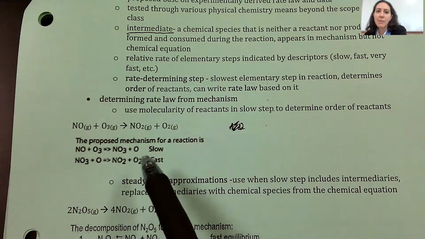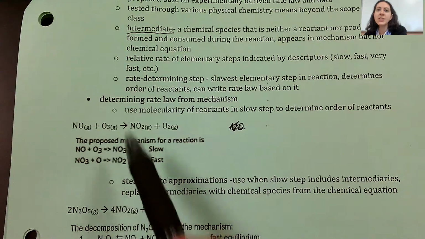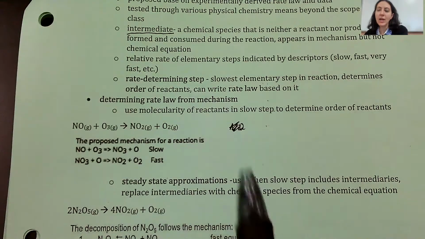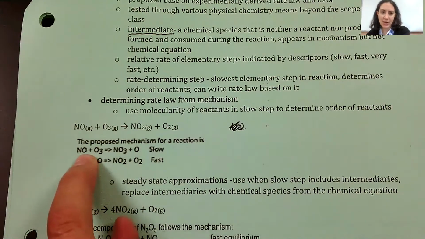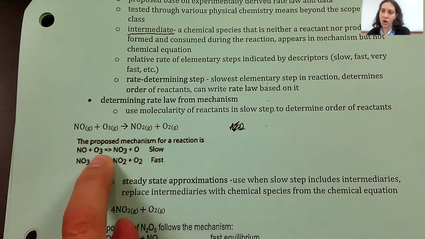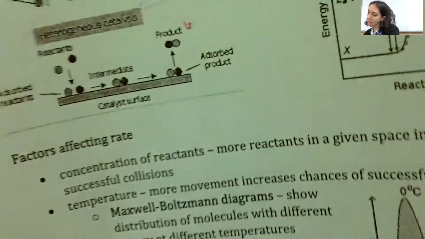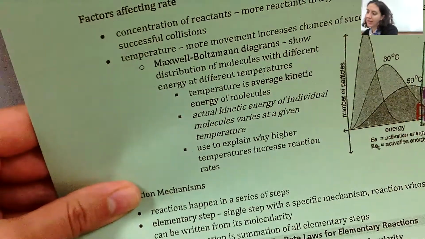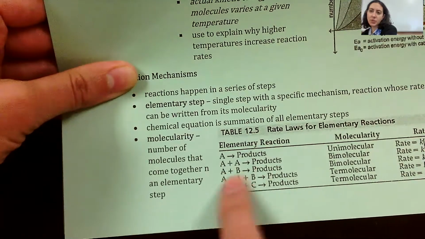So these are the two steps. These are both elementary steps. In terms of their molecularity, this one has one nitrogen monoxide and one ozone. So the molecularity would be bimolecular, because there's an A and a B. There's two different molecules, but they're different chemical species.